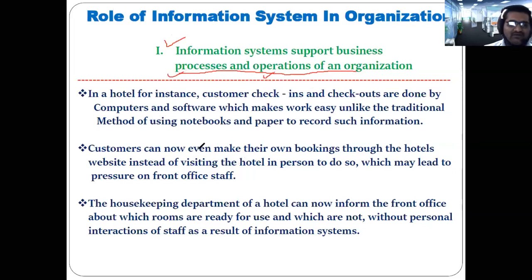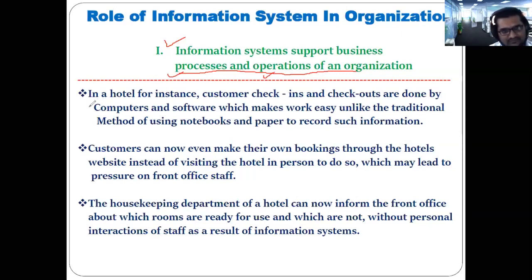Now here we take a simple example, hotel business, correct? Now consider the situation: you went along with your parents for a trip to another city, correct? And there you make a halt and you go to a hotel for the stay, correct?